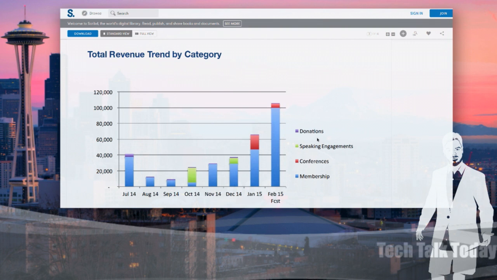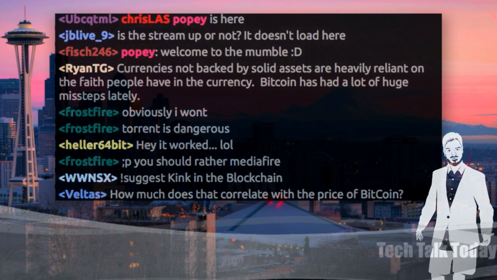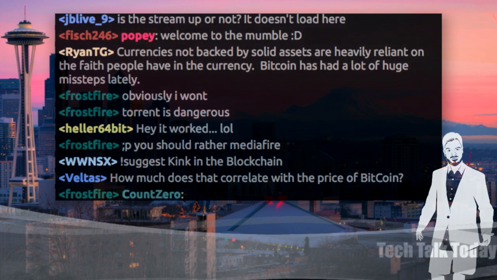So, Chris, my spidey sense tells me there's a Bitcoin story here. Popey, the Bitcoin Foundation is going broke. What does that mean? Does that mean Bitcoin's done? Should we sell our remaining coins? Means all the greedy people are pulling their money out, just like every other Bitcoin venture.